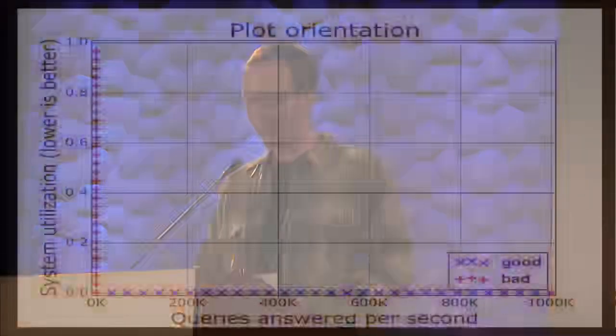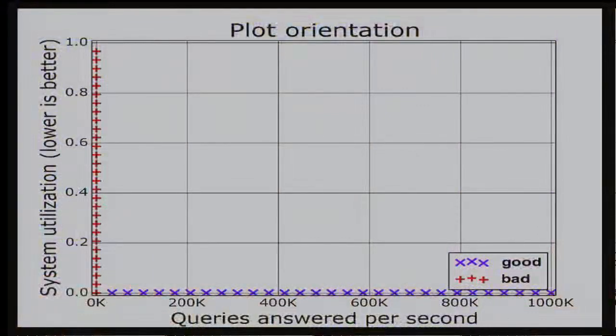So just to orient things, this is what a hypothetical good result and hypothetical bad result looks like. You have your purple plot. You have your x-axis, which is the number of queries answered per second, and we range from 0 all the way up to 1 million responses per second. And then system utilization ranges from 0 to 1, 1 meaning that all of the cores in the system are being occupied, 0 means obviously the system's completely idle.